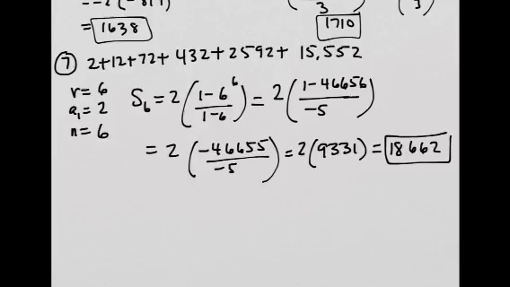So you take 6 to the 6th power here, and you get this. And then 1 minus 6 is negative 5. And then 1 minus this 46,000 number is negative 46,655, divided by negative 5 gives you positive 9,331, times 2 gives you the final answer of 18,662.